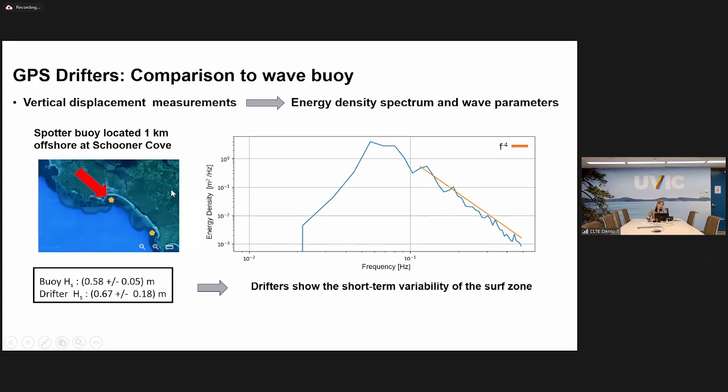We can compare our wave parameter measurements to those of a spotter wave buoy located 1 kilometer offshore of Long Beach. And so we see that they are fairly close. The drifters measure a higher significant wave height by about 9 centimeters. And as well, the drifters have a much larger spread in their significant wave height measurements. And from that, we can kind of see that these wave drifters show the short-term variability of the surf zone.